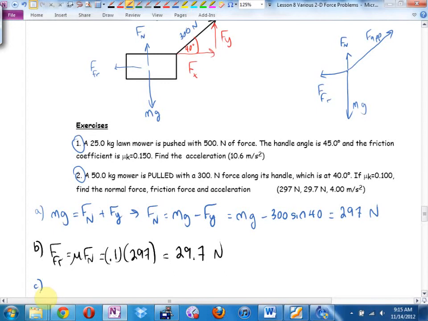Which way is it accelerating? I think it's going to be rolling or sliding to the right, to the right. So who's winning? Fx. It's going to be winner minus friction equals ma.